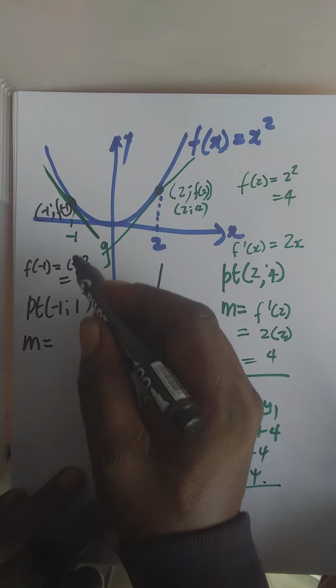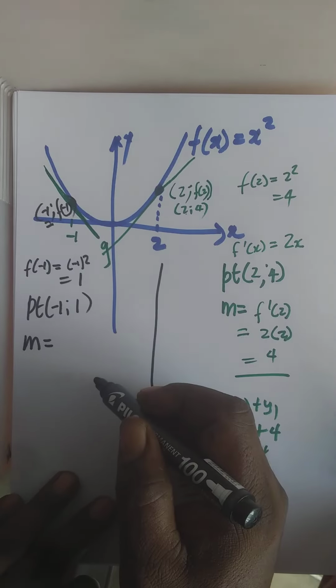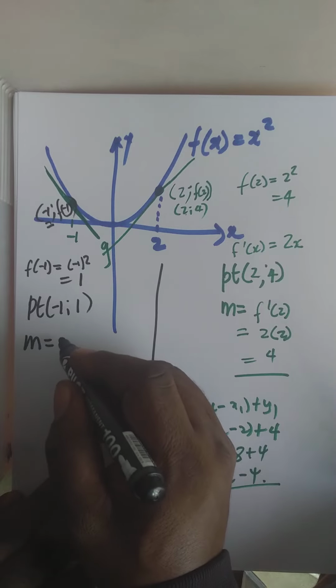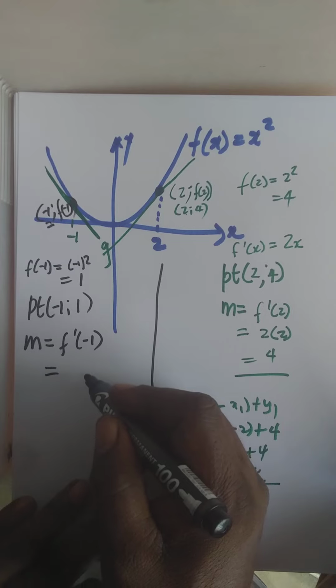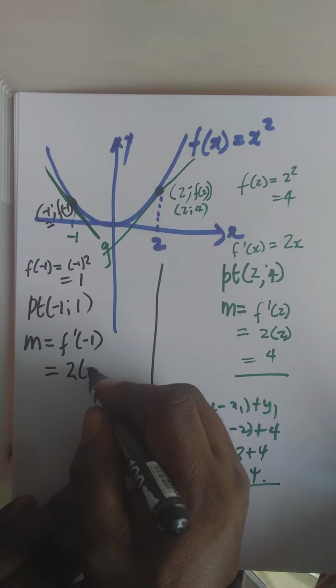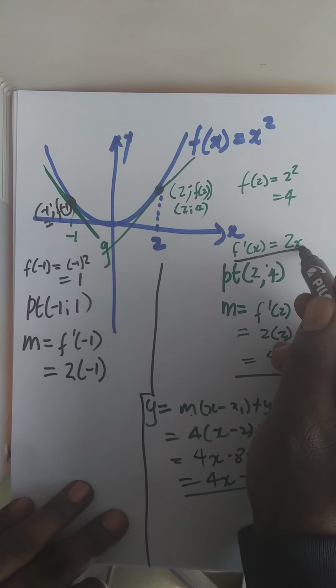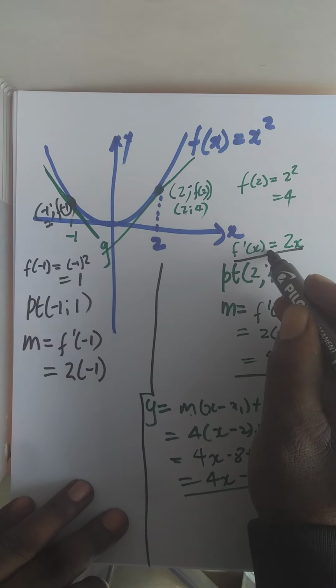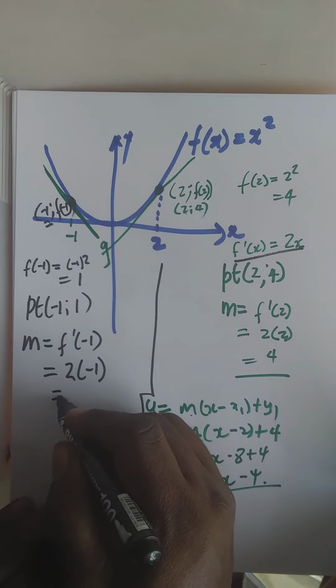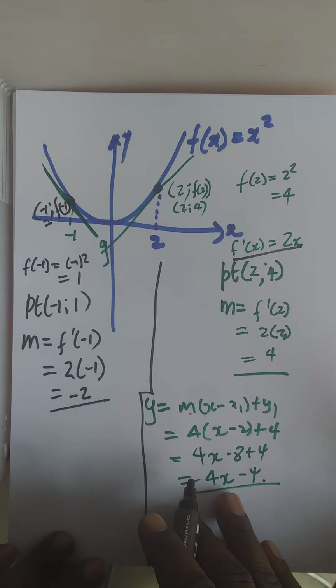What is m? I know the value of x is -1. Therefore, m is going to be f prime -1, which is equal to 2 times -1. Remember, f prime x is 2x. For f prime -1, go to f prime x and substitute x by -1, which comes to -2.